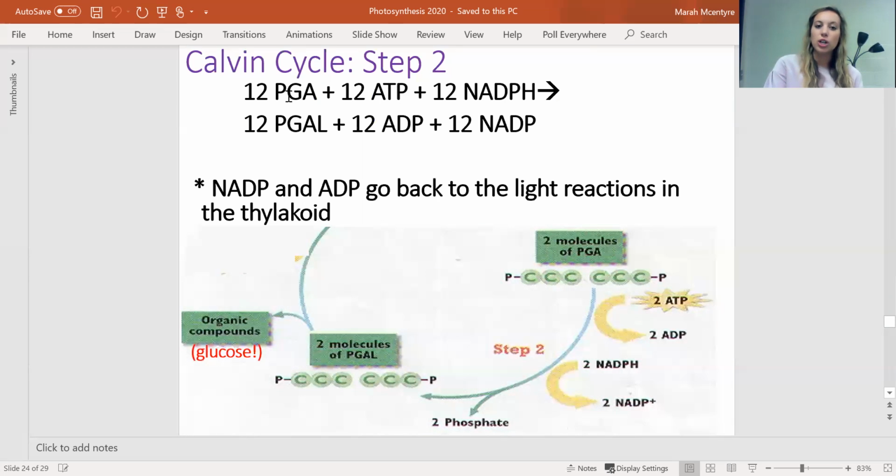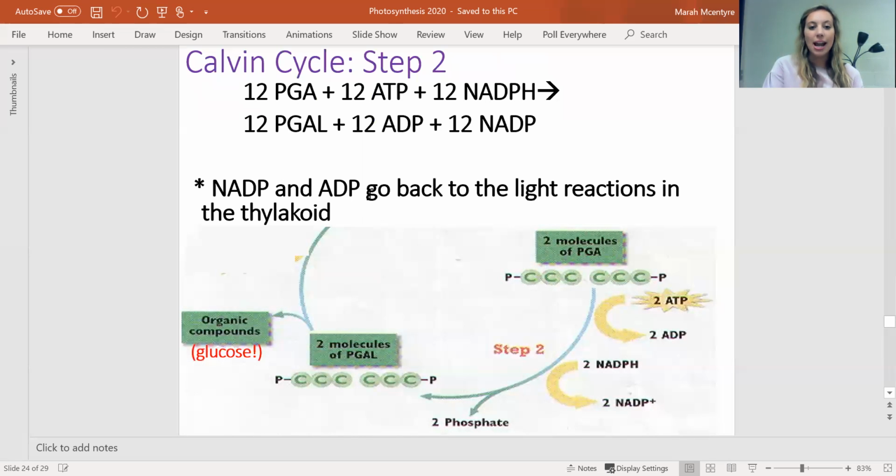So they combined with our 12 3 carbon molecules to make 12 PGAL. And I've been joking that this L stands for the love of its life. So PGA now is PGAL because it found the love of its life. And the 1 phosphate is gone from the ATP, so we now have 12 ADP. And NADPH, our little taxi, dropped off its H. So now we're left with 12 NADP instead of NADPH.